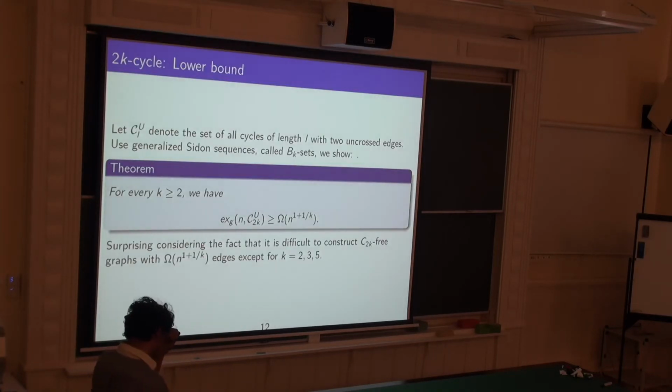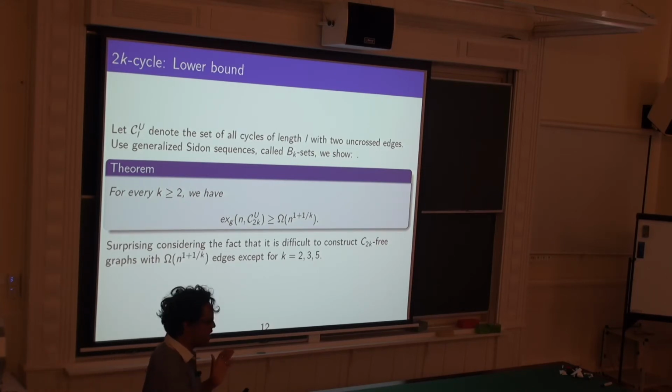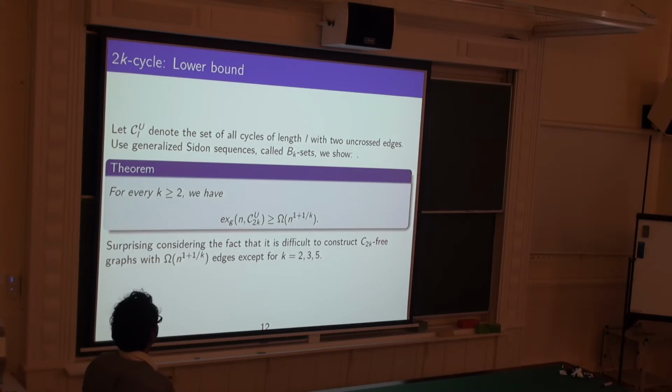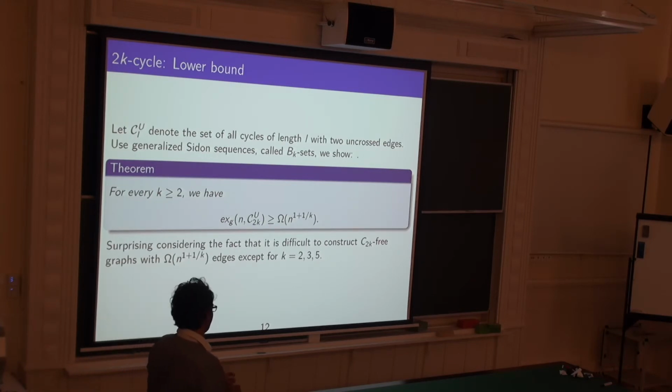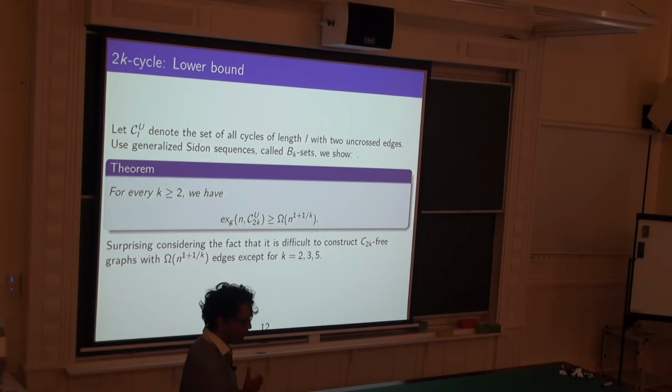Okay. Now, interestingly, if you only forbid cycles with 2 uncrossed edges, then a lower bound of n to the 1 plus 1 over k can be proven for every k. This is surprising because in the classical Turán theory, the n to the 1 plus 1 over k lower bound is only known for the cases k = 2, 3, and 5. But here we can get it for every k.